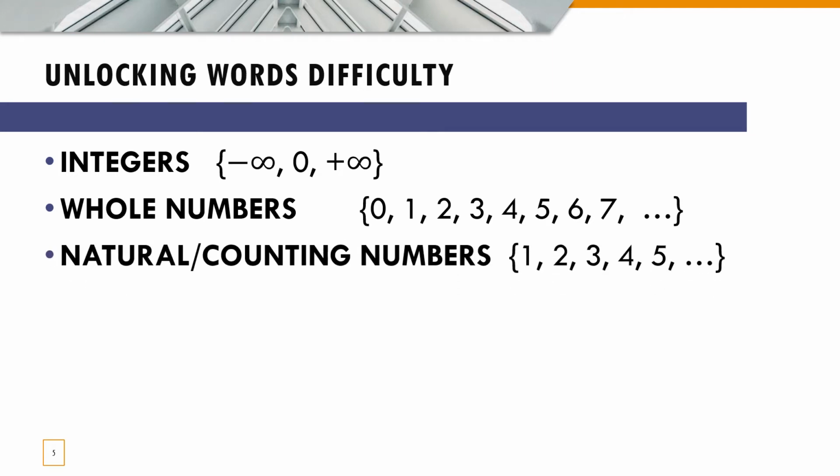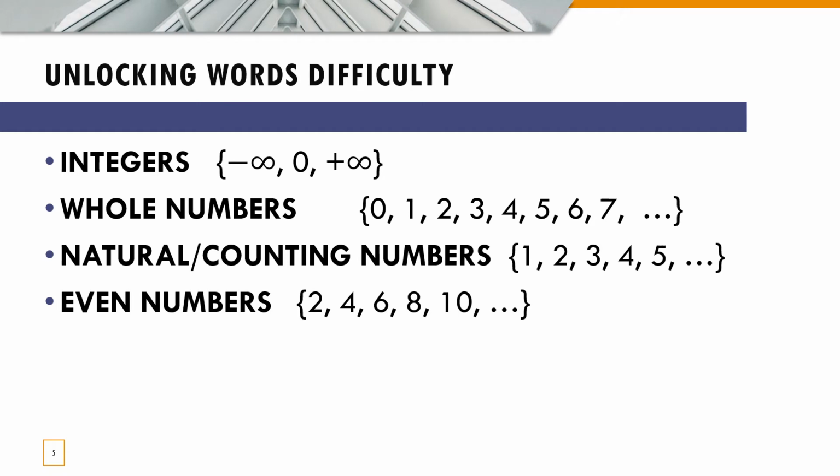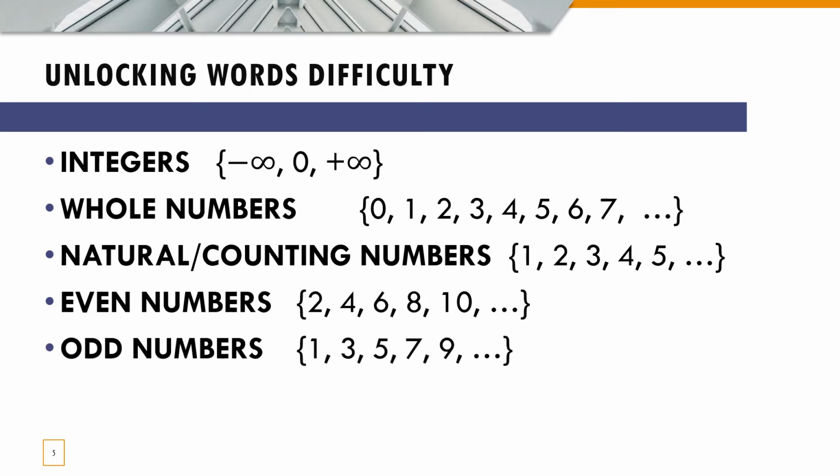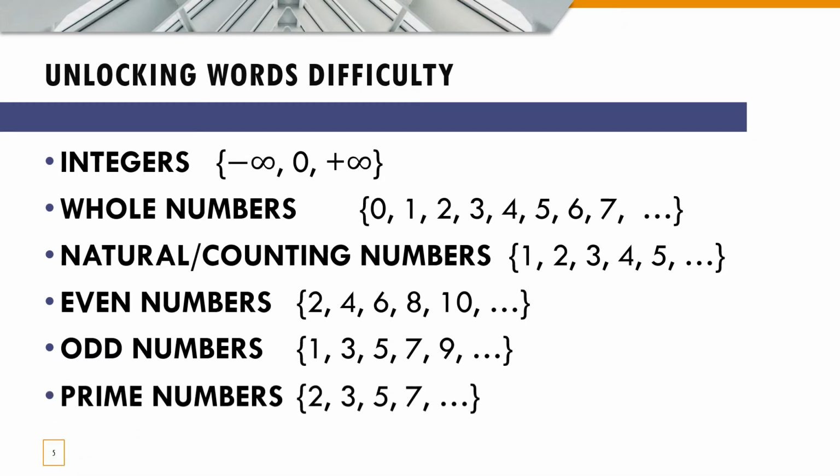Next, we have the natural or the counting numbers. From the word counting itself, when we count, we start with 1. So we have here 1, 2, 3, 4, 5, and so on. Even numbers. We have here the set of 2, 4, 6, 8, 10. So it's just like skip counting by 2. And odd numbers, we have 1, 3, 5, 7, 9. So these are examples of odd numbers.